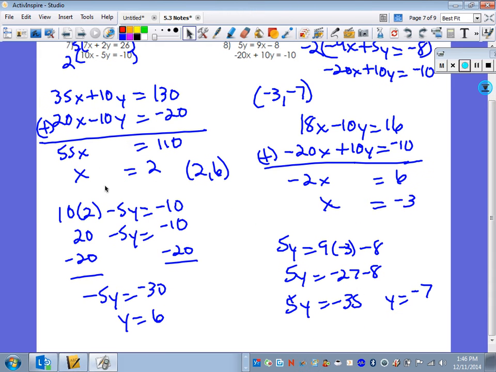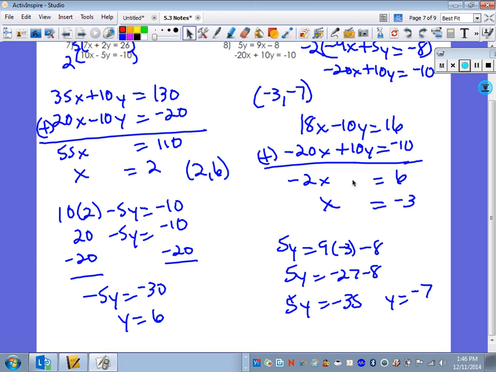So then once I did that, I replaced the x in this equation, which is the second one, with 2. So I have 20 minus 5y equals negative 10. Subtract 20 from both sides because 20 is positive. You're going to get negative 5y equals negative 30. Divide both sides by negative 5, so y is 6.